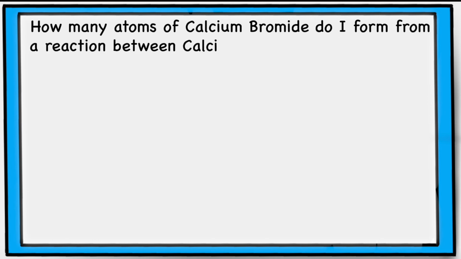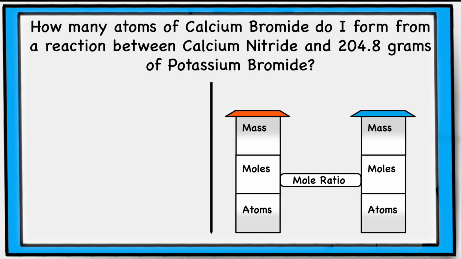How many atoms of calcium bromide do I form from a reaction between calcium nitride and 204.8 grams of potassium bromide? Our unbalanced equation would read Ca3N2 plus KBr yields K3N plus CaBr2. Once we balance this equation out, we get Ca3N2 plus 6KBr yields 2K3N plus 3CaBr2. Now we can start off labeling our buildings.